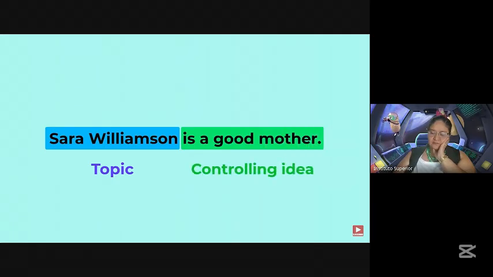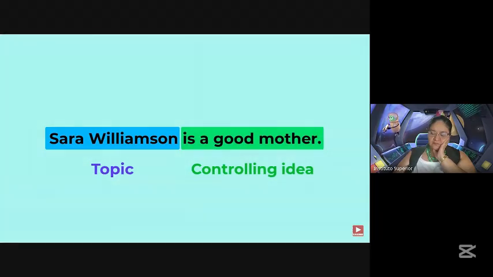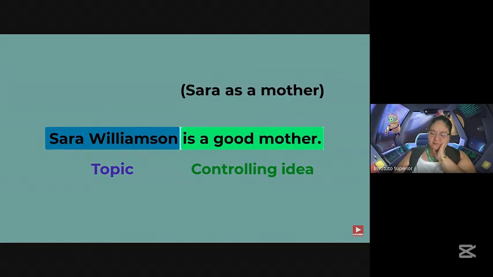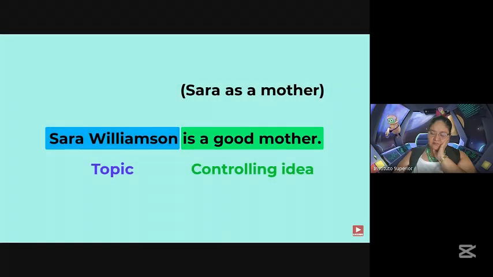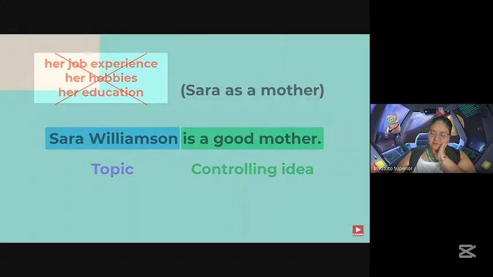This topic sentence tells the reader that the paragraph will be about Sarah Williamson. It will be about Sarah as a mother. The paragraph will not have other information about Sarah. For example, it will not tell the reader about her job experience, her hobbies, and her education.